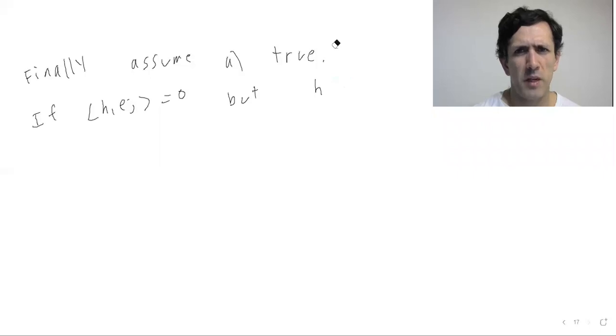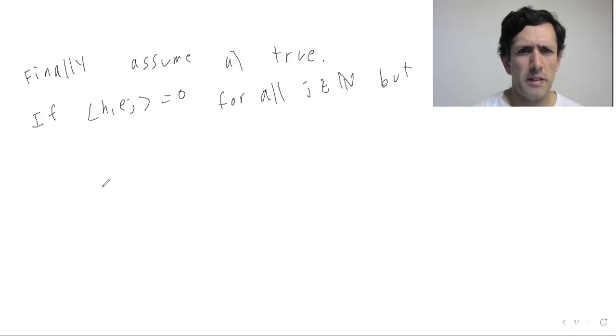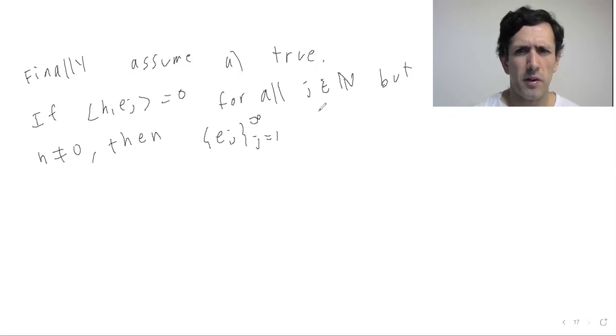Or rather, to clarify, assume this is true for all natural numbers n, but h is not equal to 0. Then what do we have here? Well, we have a violation of maximality. There's not much more to say than that.